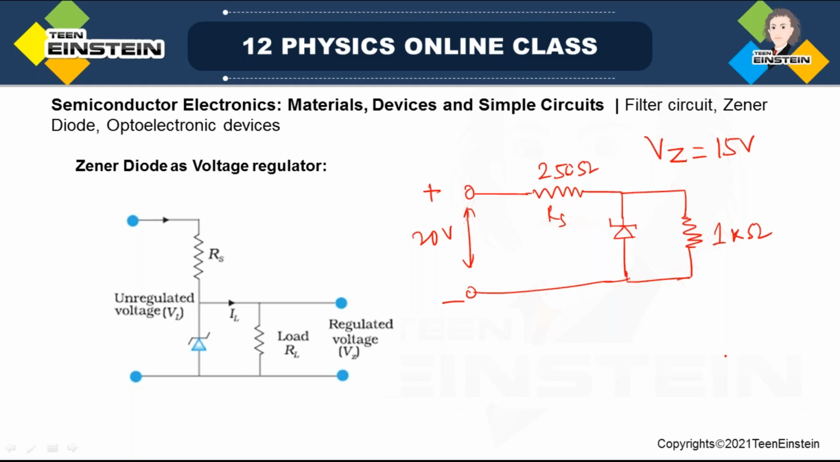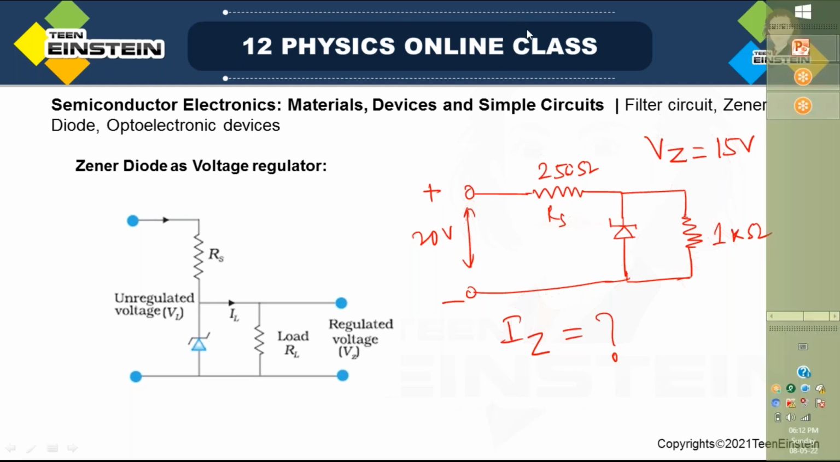So in this circuit, you have to find out the current through the Zener diode. How to find out the current through the Zener diode? This is the question. Deepa, would you like to try? Would you like to try, Deepa?